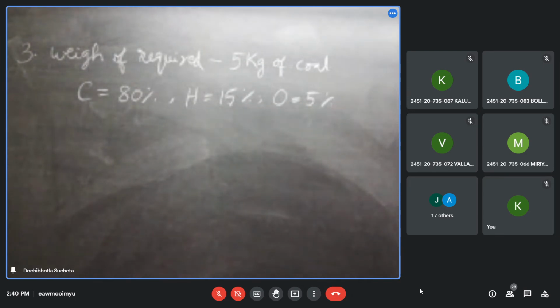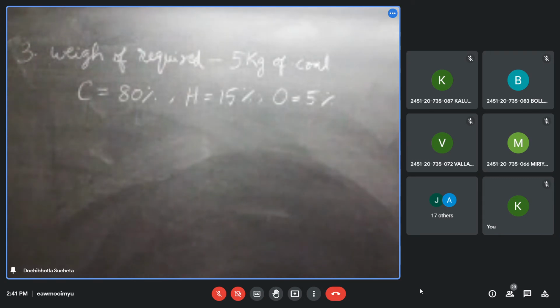What you should always remember is that here percentages are given, so we have to convert those percentages into weight. Unlike Dulong's formula, which gives the percentage of HCV or GCV, and the HCV formula also gives the percentage amount. But here, percentages are given and we should not directly substitute. Why? It is the amount that is considered.